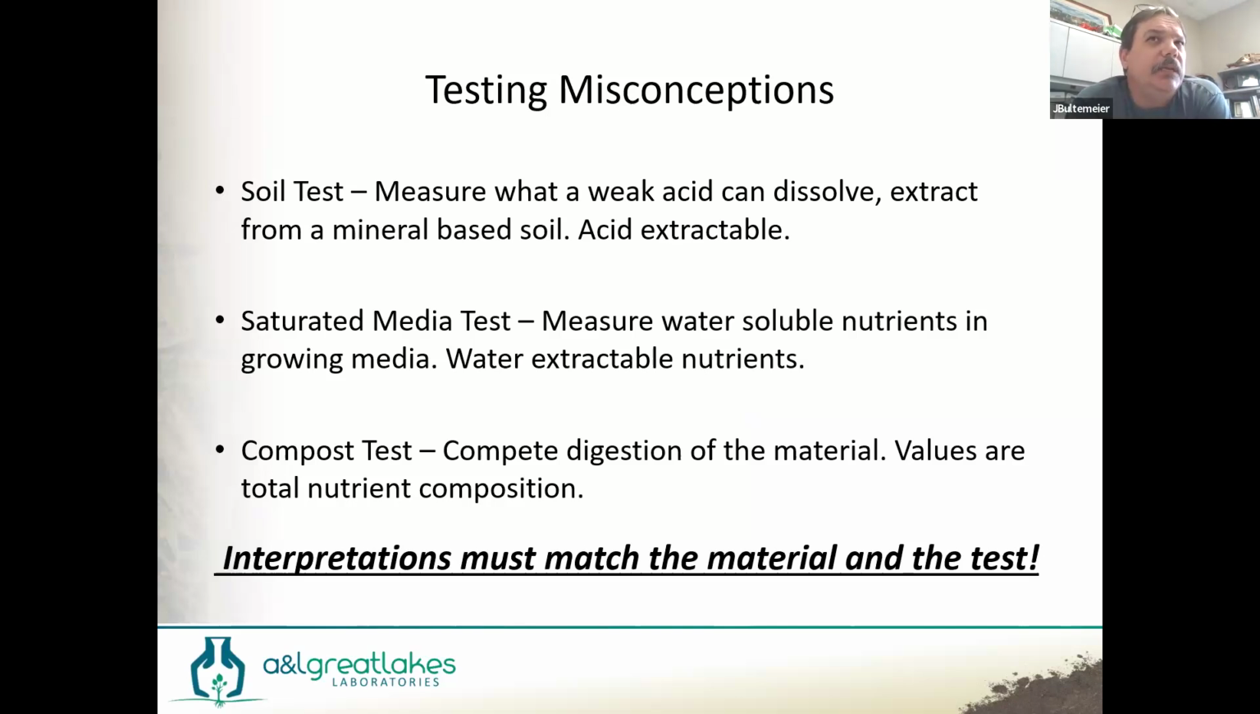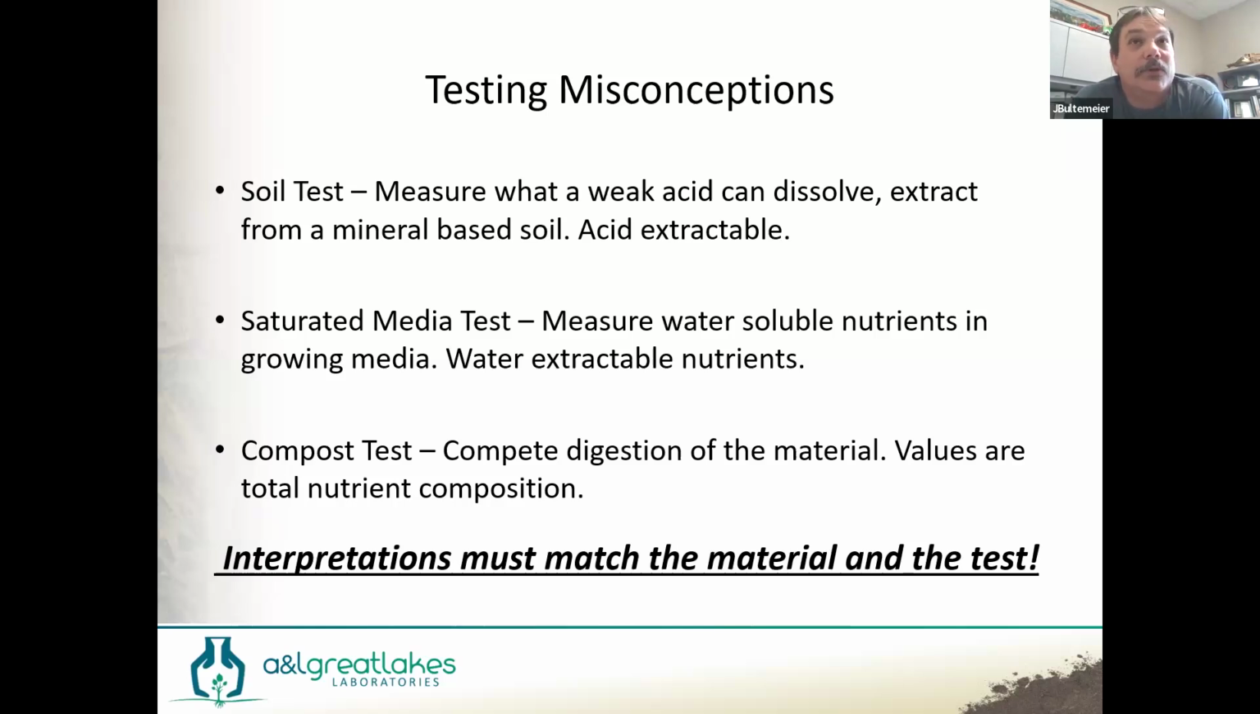I go to a saturated media test like we use for a greenhouse. That material, if it is truly greenhouse material like vermiculite, perlite, it has no nutrient holding capacity. There is no mineral composition of that sample. So there's no reason to use an acid. All the nutrients are readily available and can be extracted with water. So a saturated media test for a greenhouse material is for water. Now, if I'm using a hoop house or a greenhouse with actual soil, I don't want to use that test. I want to use a soil test. The test needs to match the material you're actually testing.